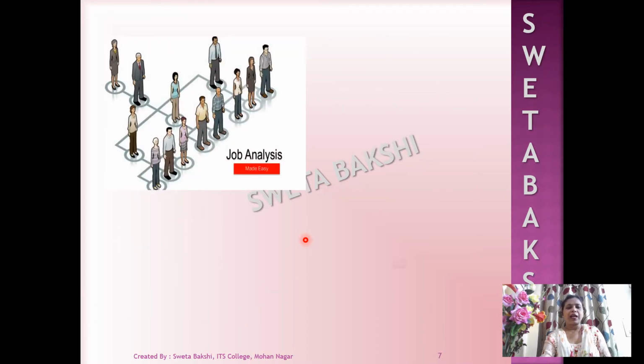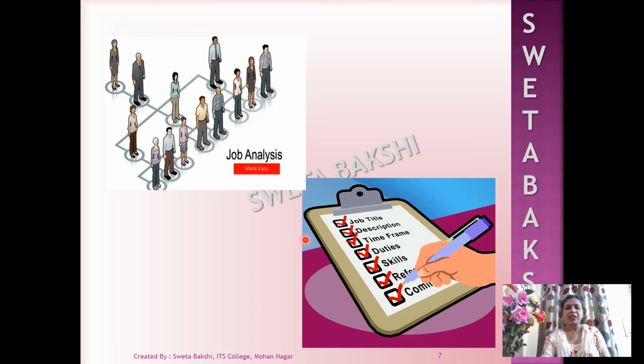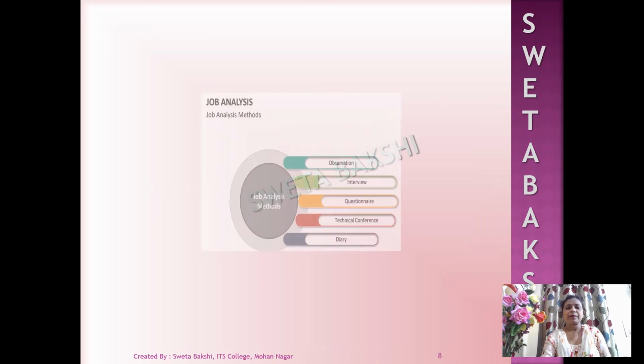By this diagram, we can best explain what the titles, descriptions, time frame, duties and skills are required to perform a particular job. Here we can see in this diagram that the job analysis gives you an idea about what task should be given to that particular workstation, and which person should be the most suitable for that workstation depending upon their qualities, abilities, skills, knowledge, experience and talents. So this is how we have understood what job analysis is.